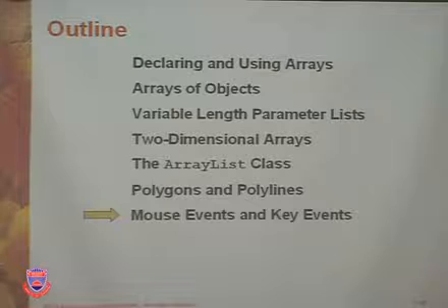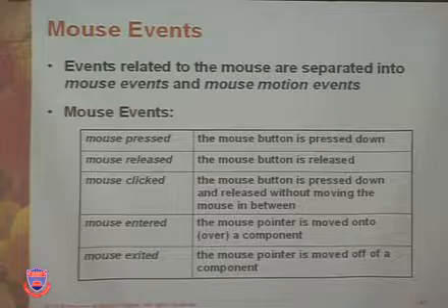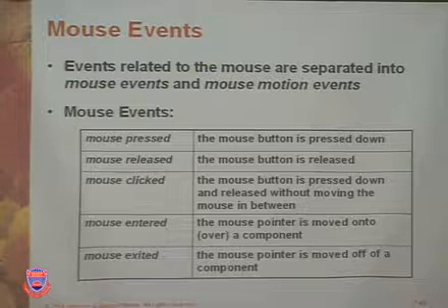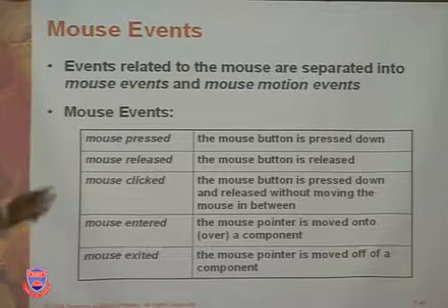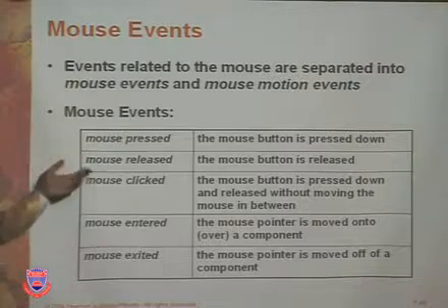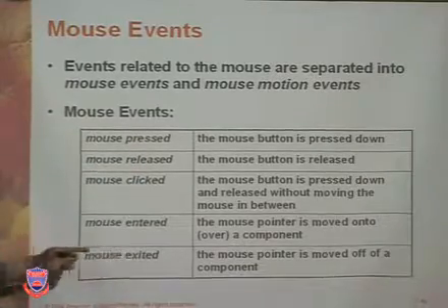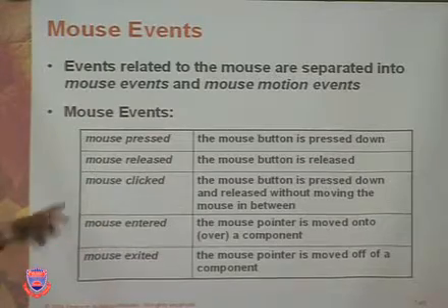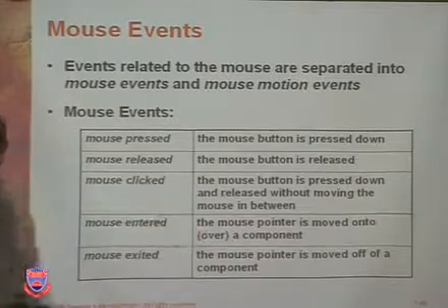The next thing that we are going to cover is the mouse events and key events. This is going to be the last part of this chapter. As we have seen before, we have seen button clicks and button events. In this part, we will cover the mouse events. The specific events which you are already familiar with: mouse pressed, which is going to happen when the mouse is pressed down; mouse released, when you release the mouse button; and then mouse clicked, when the mouse button is pressed down and released without moving the mouse in between.